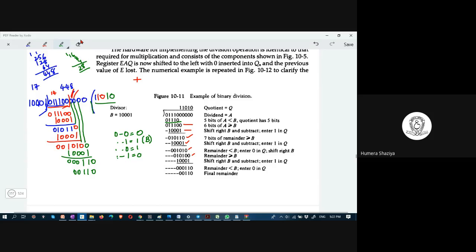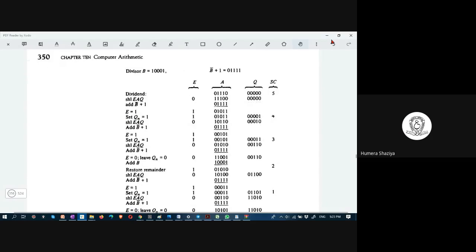Is this clear, students? Whenever the dividend bits are smaller than the divisor, then we have to take 0. In the beginning also, you have to take 0 because it is at the start of the number that can be simply ignored. Is this clear? Yes, ma'am. Very good.